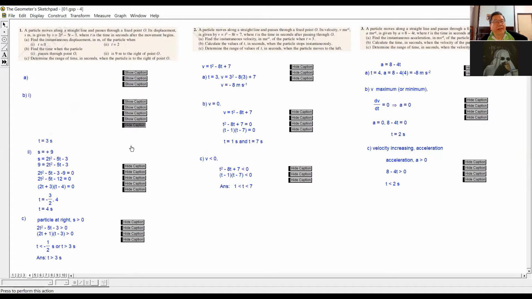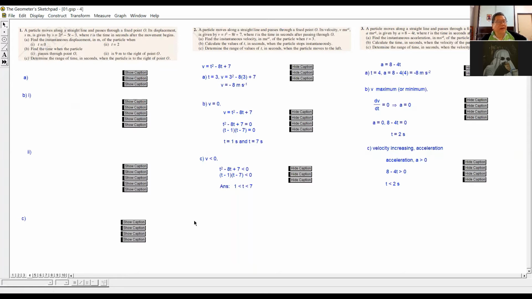A particle moves along a straight line and passes through a fixed point O. Its displacement s meter is given by s equal to 2t squared minus 5t minus 3, where t is the time in seconds after the movement begins. Find the instantaneous displacement in m of the particle when t equal to 0, t equal to 2. Find the time when the particle passes through point O. Determine the range of time in seconds when the particle is to the right of point O.